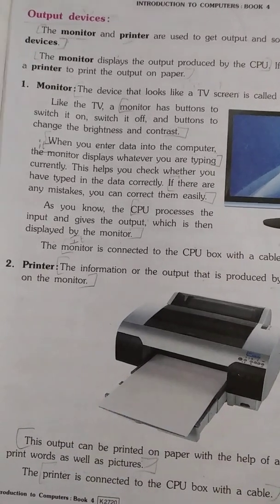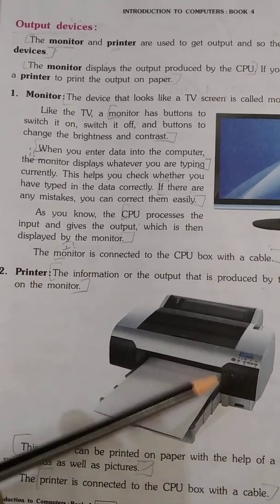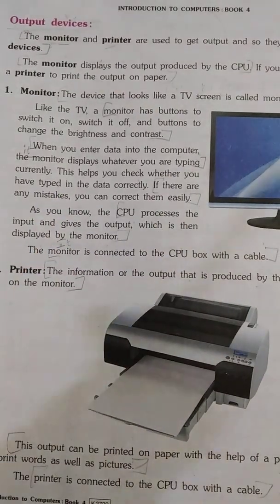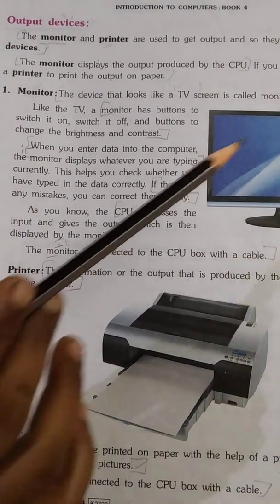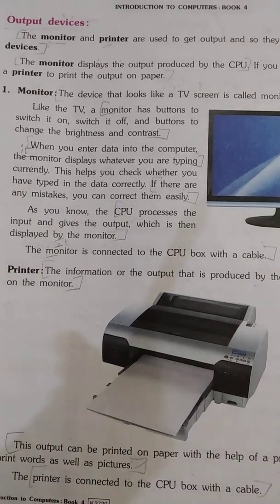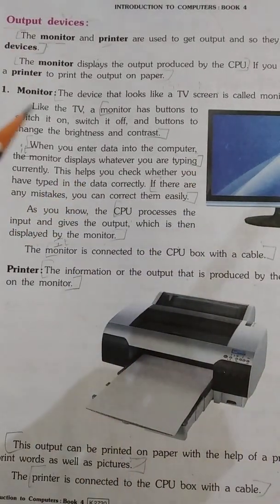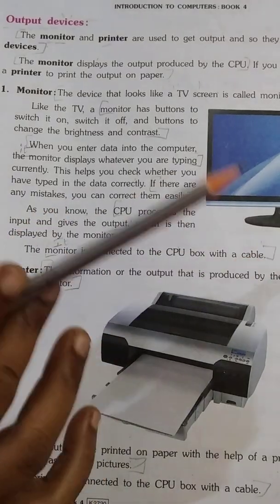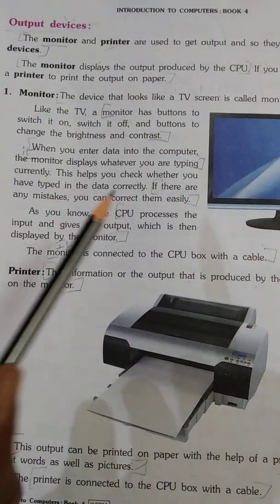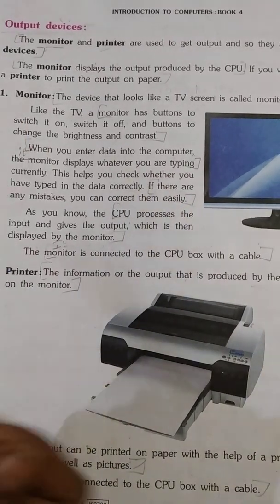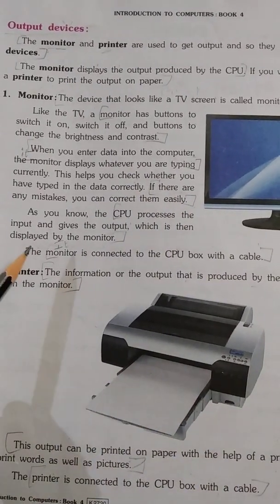Now how can you print your output on paper? Let's say I have done my typing work with the help of the keyboard on the monitor. I have typed about myself. Now the thing I have typed, I want it on paper. So how will I get it? It will be processed with the help of the CPU, right?